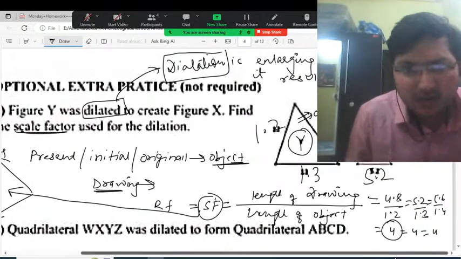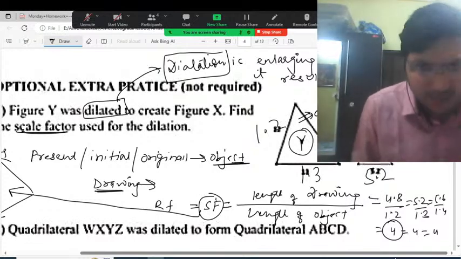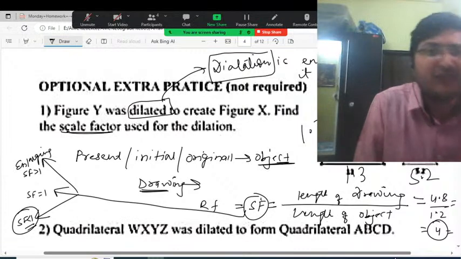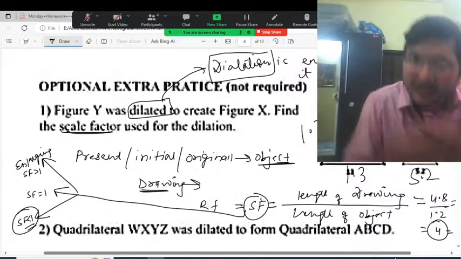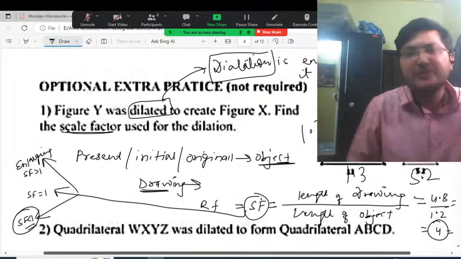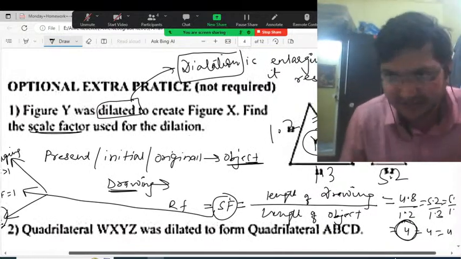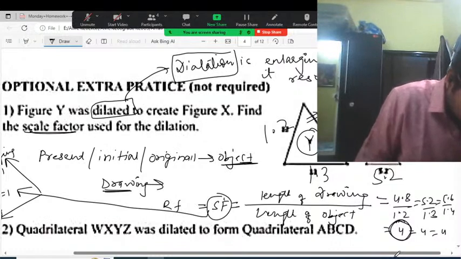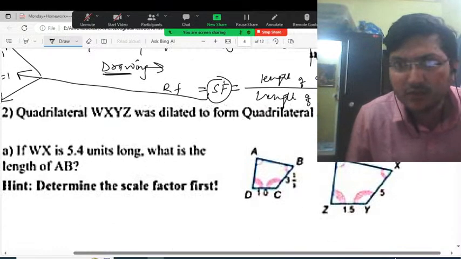But if Y is the drawing and X is the object, obviously it is 1 by 4. But if you read it clearly, it is very clear that Y was dilated to create X. Y is not the dilated figure, but it was dilated to create X. That means Y is your original figure, which should be the object. Here the scale factor is 4, not 1 by 4. Please rectify this. Got it or not? Okay, very good. Now let's consider a few more questions.